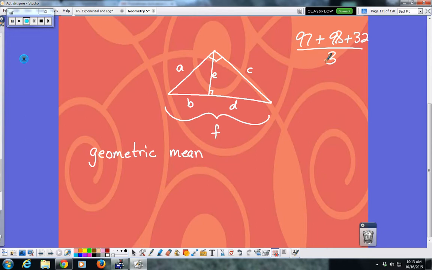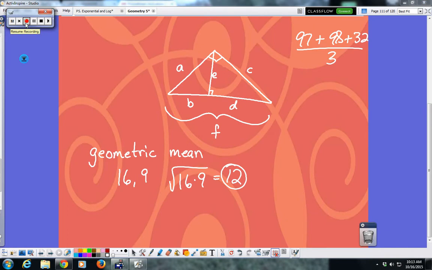If I ask you to find the geometric mean between 16 and 9. Now to find the arithmetic mean, you would add the 2 together and divide by 2. To find the geometric mean, you multiply the 2 together and you take the square root of the answer. It's the square root of 16 times 9. 16 times 9 is 144. Square root of 144 is 12.